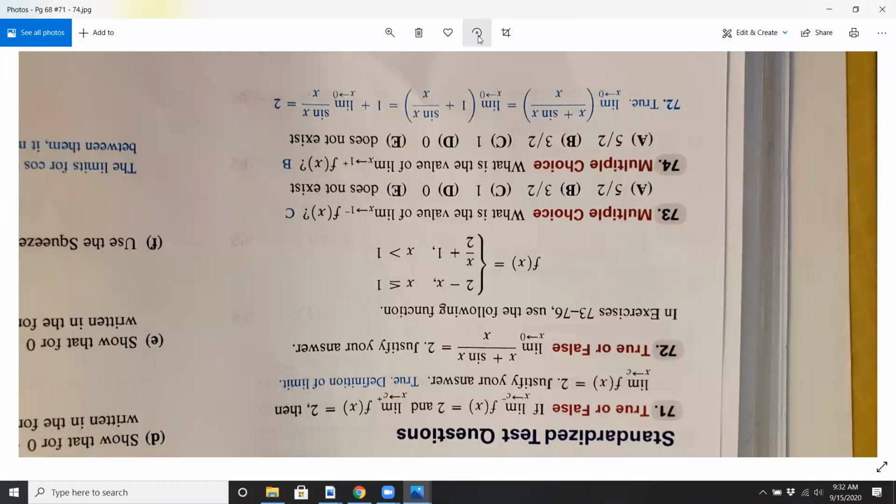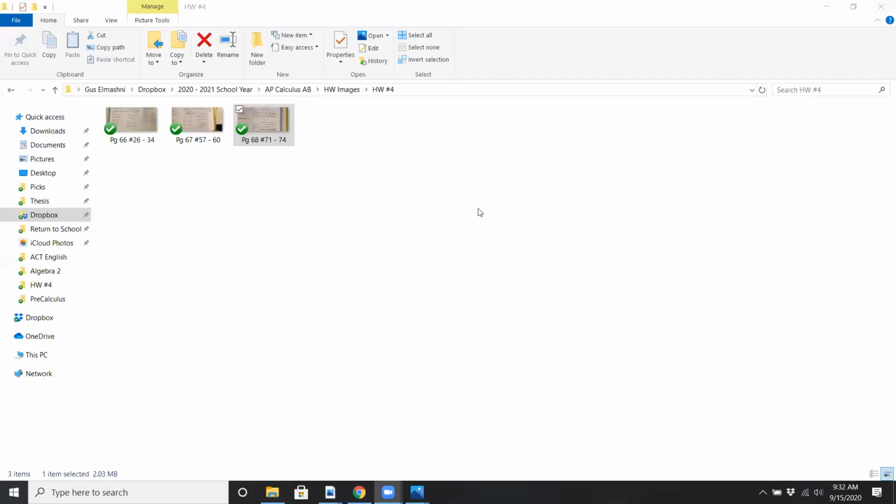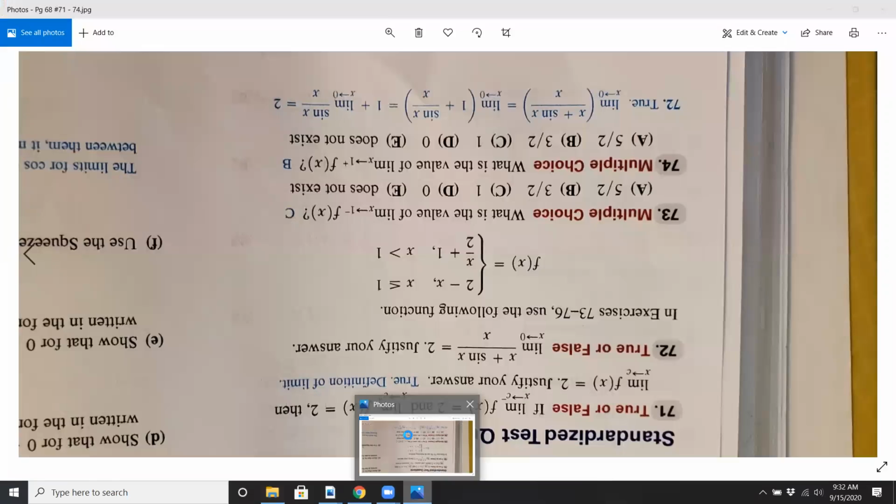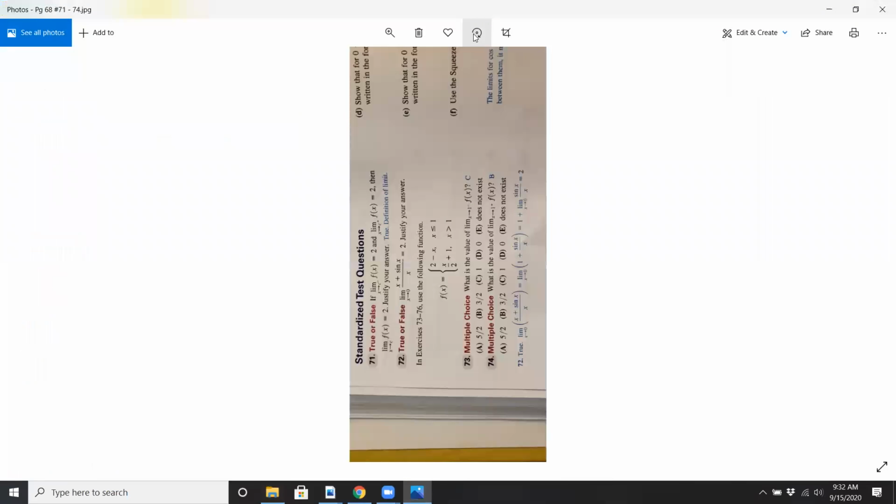Rotate, rotate. This does not want to rotate. I don't know why. Let me close that, maybe it's just bugging out. Let's try it one more time. No, it doesn't want to open. Okay, let's try it one more time. Okay, that was so weird.